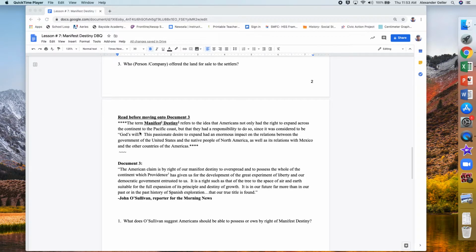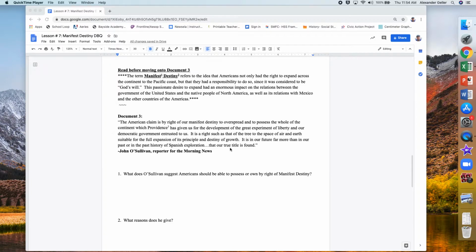The term manifest destiny refers to the idea that Americans not only had the right to expand across the continent to the Pacific coast, but they had the responsibility to do so. Since it was considered to be God's will, this passionate desire to expand had an enormous impact on the relations between the government of the United States and the native people of North America, as well as its relations with Mexico and other countries of the Americas. That is key, and you're going to use that moving forward.